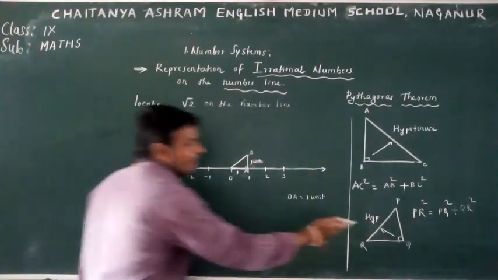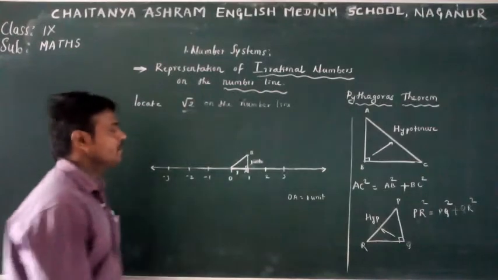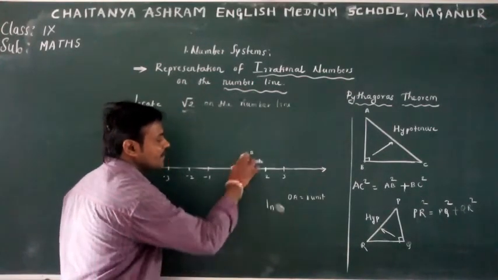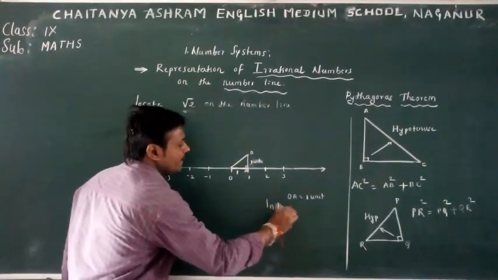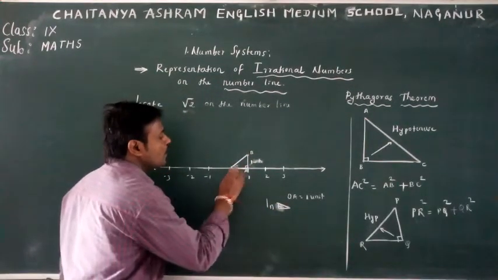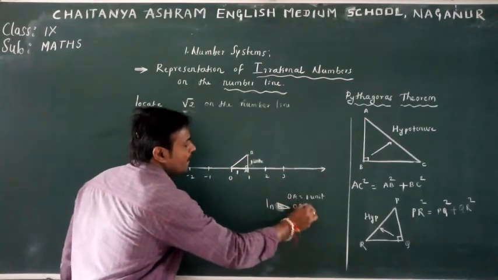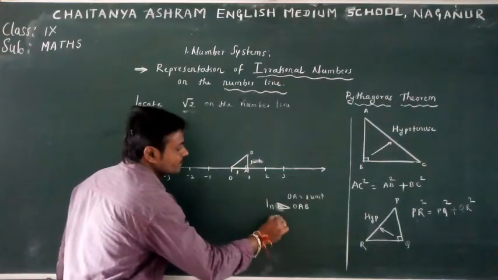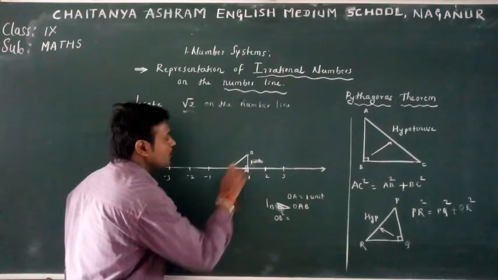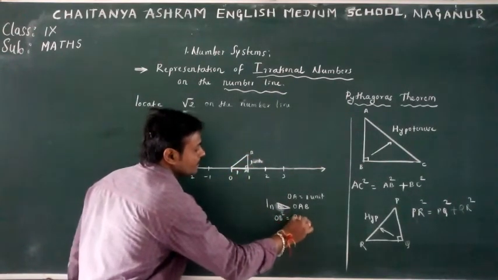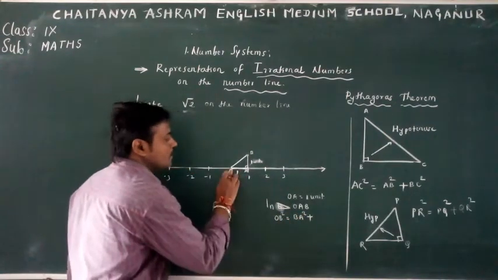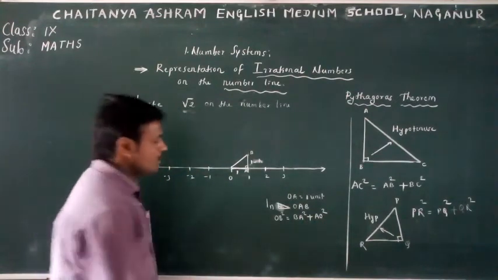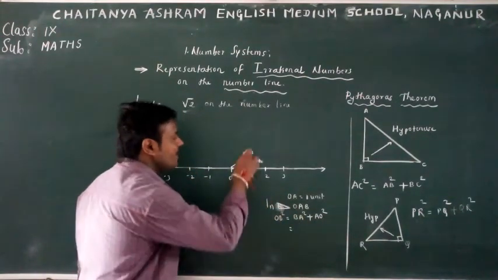Yes, apply Pythagoras concept. In the triangle, which type of triangle is it? Right angle triangle. In the right angle triangle OAB, apply Pythagoras theorem. OB square is equal to BA square plus AO square.